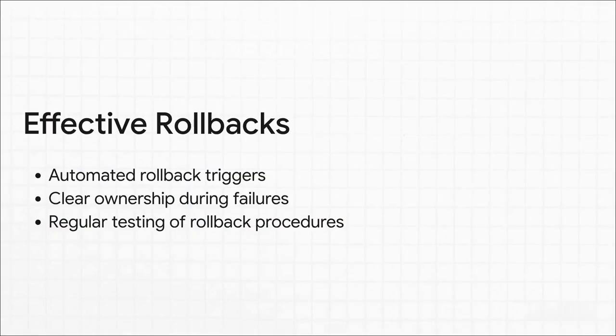But just having a strategy on a wiki page somewhere is not enough. For a rollback plan to actually save you, you need a few things. First, automated triggers based on your monitoring. Second, clear ownership so everyone knows who's driving when things go south. And maybe most important of all, you have to test your rollback process regularly. Seriously. A plan you've never tested isn't a plan.